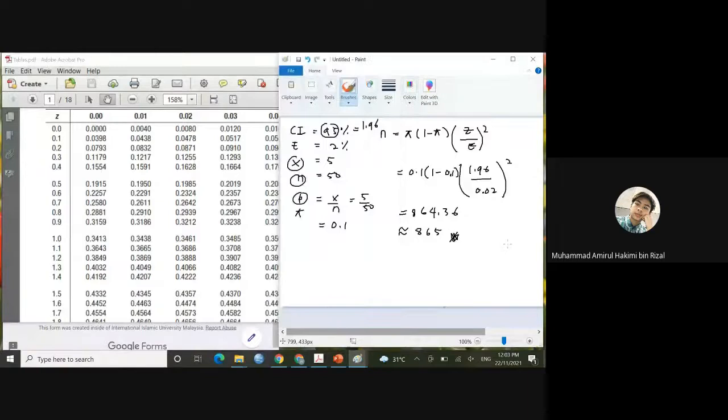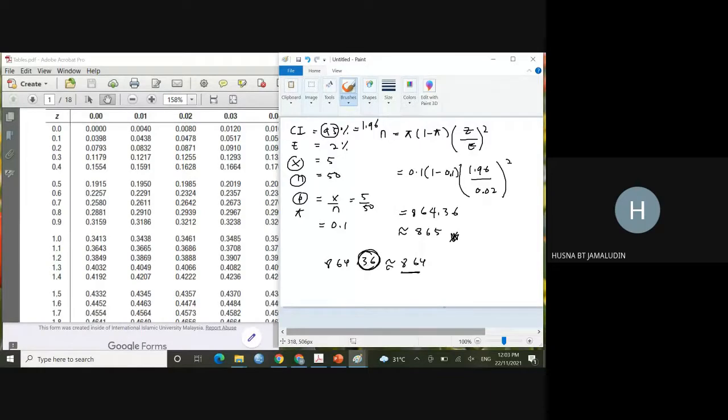Madam, is it okay if we round down to 864 instead of 865? It is not okay. Why is that? As I mentioned, in mathematics, 864.36 is lesser than 5 after the decimal, so you would round it down to 864. But math and stats are different. In statistics, if we round down to 864, you miss this part. You didn't take into account this value.